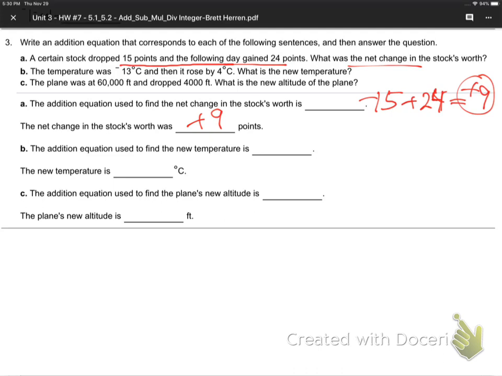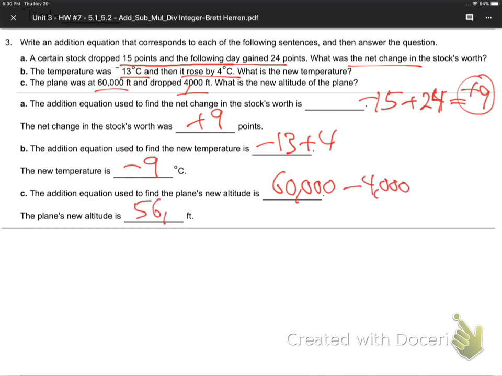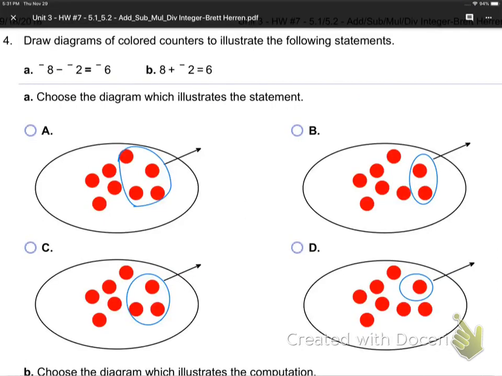Next question. Temperature was -13 and it rose by 4. So -13 add 4, what is that? -9. And C, 60,000 feet dropped 4,000 feet. New altitude, 56,000 feet.